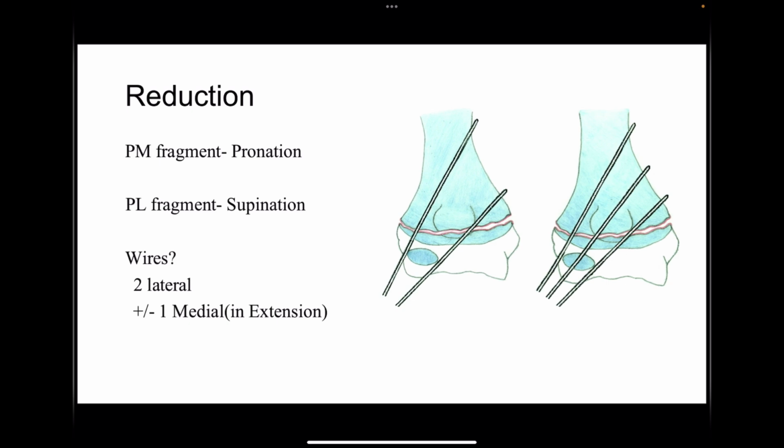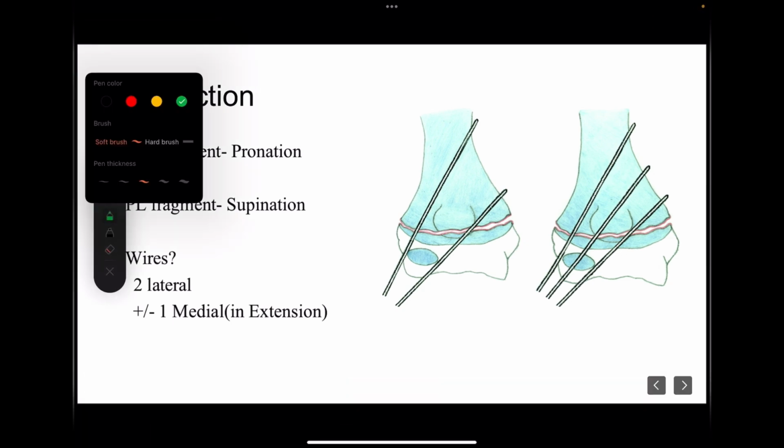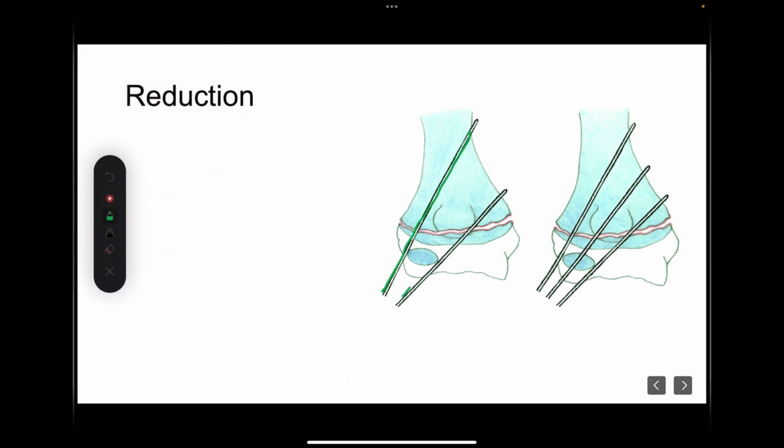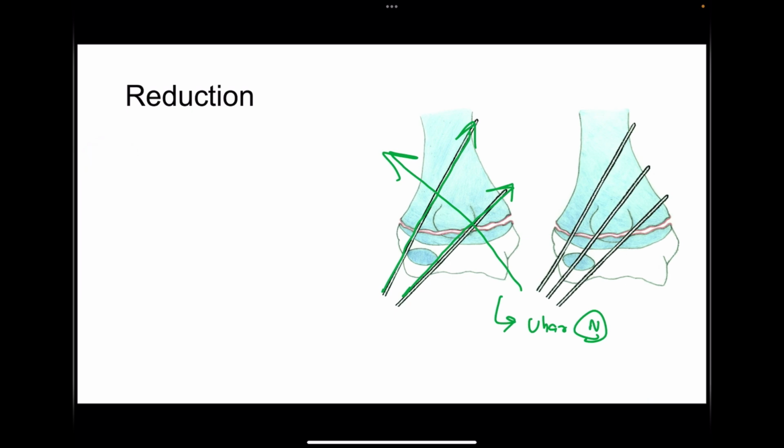So for a posteromedial fragment, we have to keep the forearm in pronation. For a posterolateral fragment, you should keep it in supination and always put 2 pins from the lateral side like this. Whenever we are not sure about our reduction, we can put 1 more pin from the medial side, but always keep in mind that the ulnar nerve should always be protected. So dissect the soft tissue, keep the elbow in extension, and only then put this pin.